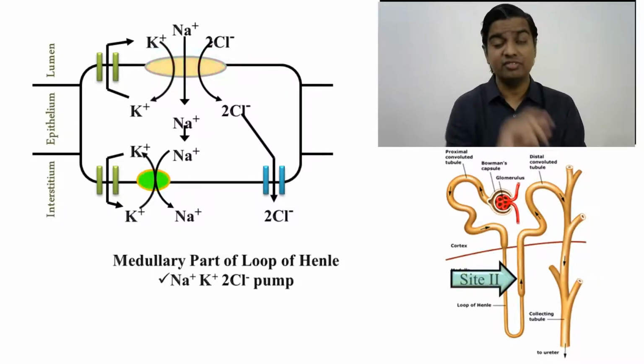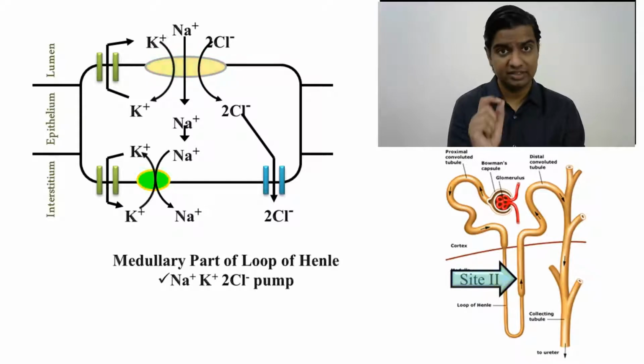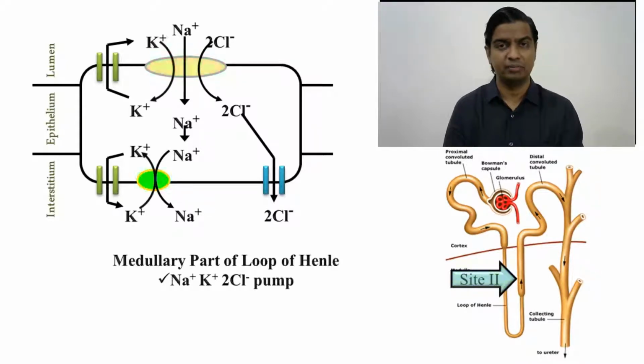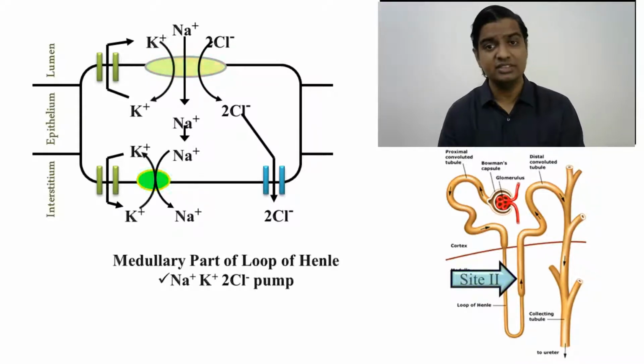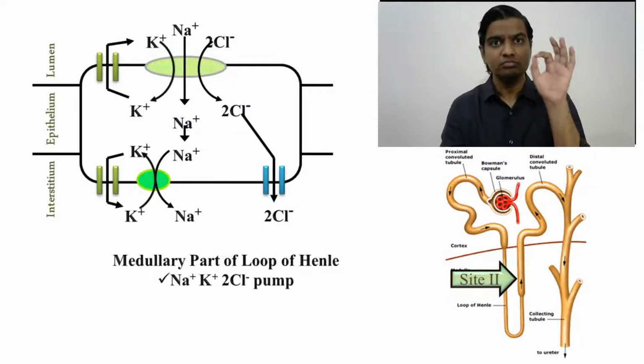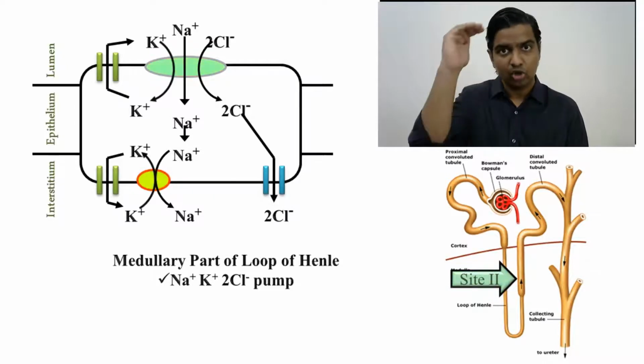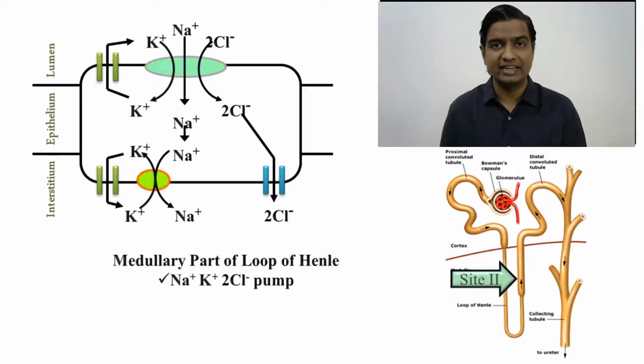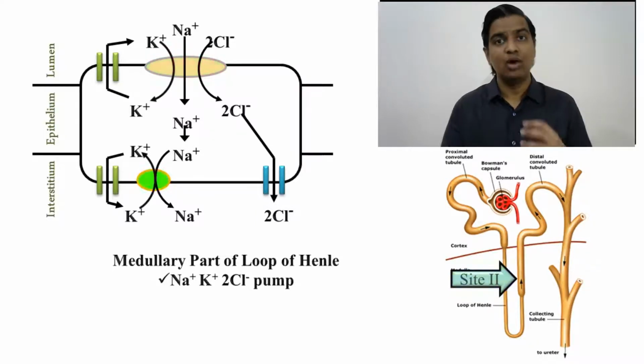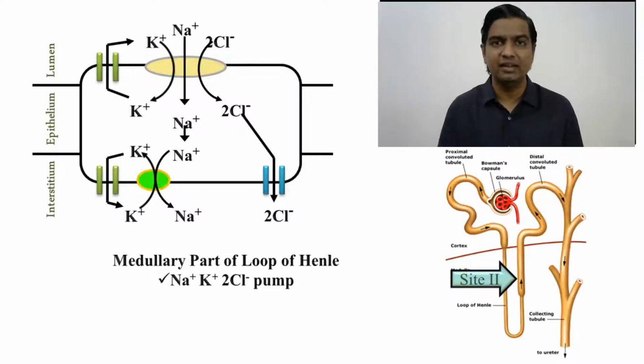This pump is very important, this Na+ K+ 2Cl- pump. This pump is responsible for the counter current multiplier, the system that is important for creating an osmotic gradient, the corticomedullary osmotic gradient in the kidney. And without this counter current multiplier mechanism, concentration of urine cannot take place.